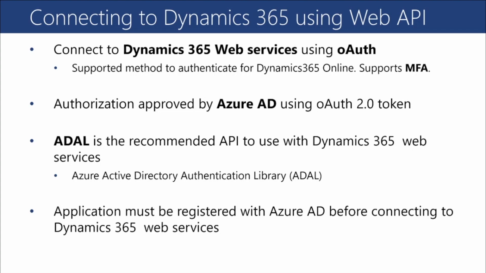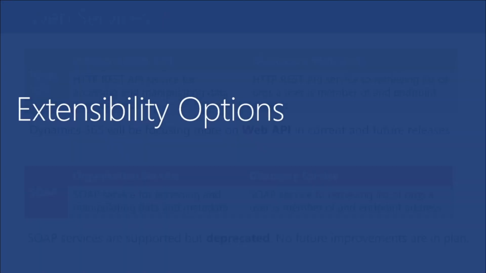OAuth requires an identity provider for authentication. For Common Data Service or Dynamics 365 Customer Engagement, the identity provider is Azure Active Directory, or AAD. To authenticate with AAD using a Microsoft work or school account, use the Azure Active Directory Authentication Library for JavaScript, or ADAL.js. We will quickly walk through connecting to Web API from an external application.